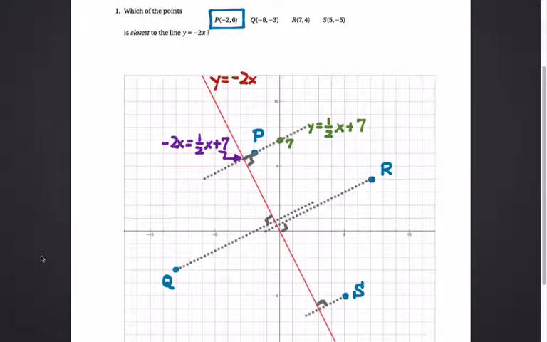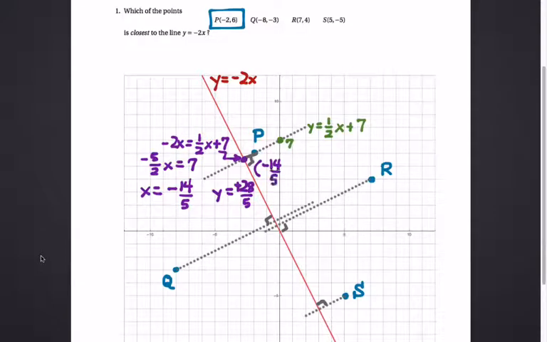So if we add 1/2 x to both sides, and then divide by... Oh, no, you're right. No, I screwed up. So subtract, so I just need a negative sign here. Negative 5/2 x equals 7. And then we have to multiply by negative 2/5. So x is negative 14 over 5. And if x is negative 14 over 5, then y is positive 28 over 5. And so that gives me the coordinates of this point.